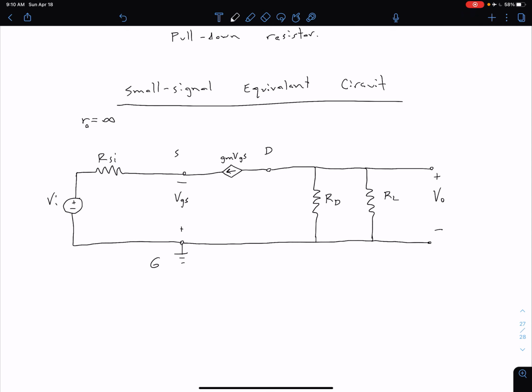Okay, so this would be our small signal equivalent circuit, again assuming that we have an infinite R naught, and we're going to come back and consider a finite R naught in the next video. So a couple things of interest. Of course, we have our input resistance to the amplifier right here. The reason I put it here is we're assuming that this RSI is some internal resistance associated with our input signal.